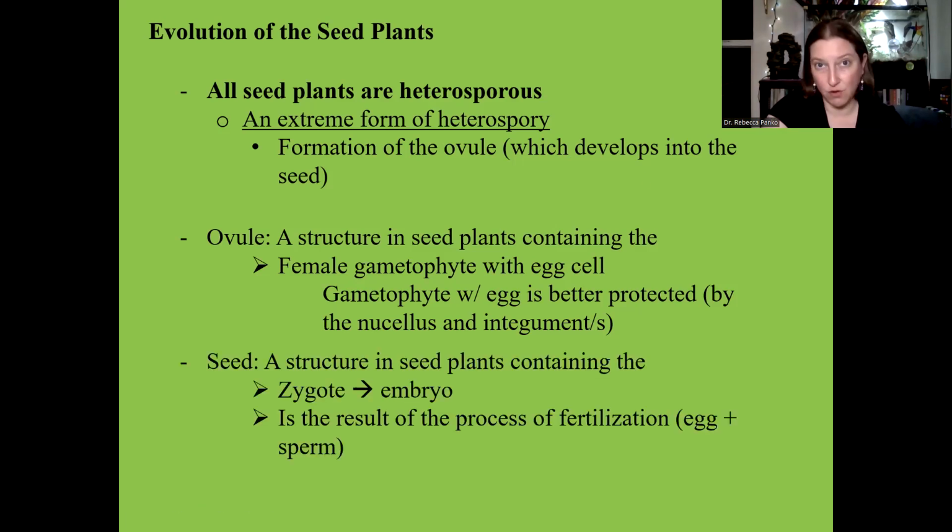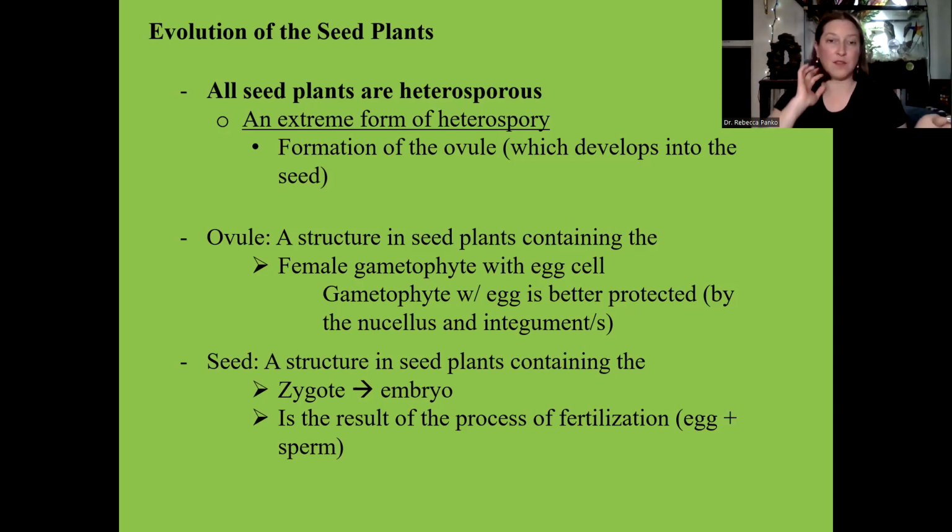Once the egg in the ovule becomes fertilized, then you will have the zygote, right? N egg and N sperm come together for 2N zygote. This is what's going to be inside of that seed. So the ovule is a structure that has a female gametophyte and an egg inside. Once that egg is fertilized, you no longer have an ovule. You have a seed. So same structure, but different contents, right?